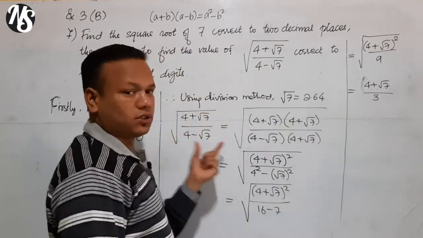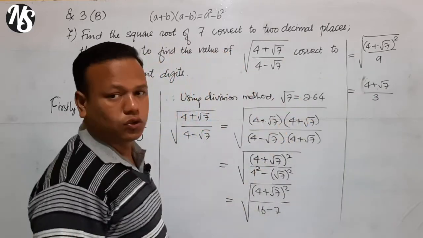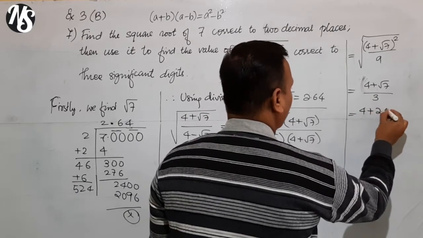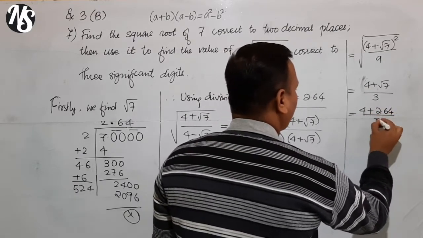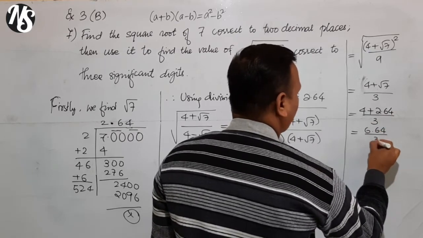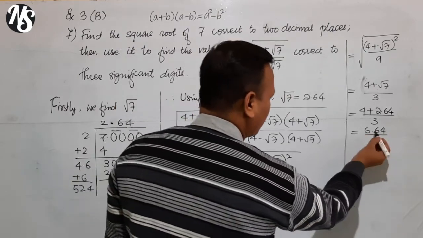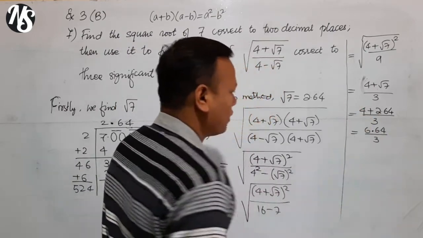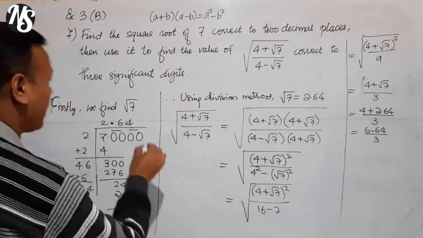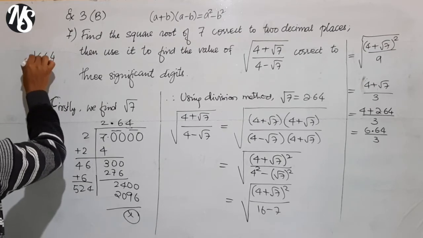That means this is equal to this much. Now let's put the value of √7, which is 2.64. Okay, so (4 + 2.64) divided by 3. Add these two, you get 6.64 divided by 3. Okay, so let's divide this and write our answer in 3 significant digits. So we have 664, let's write it this way.